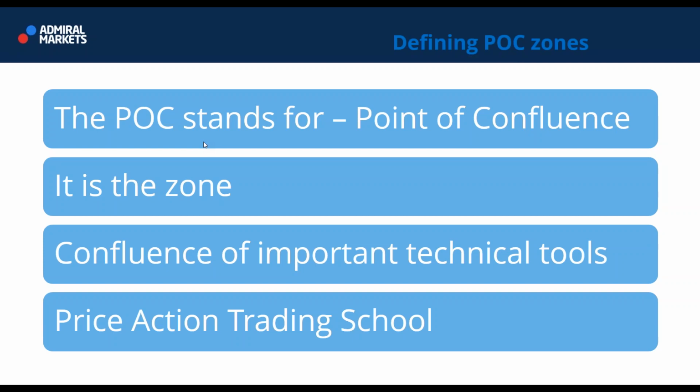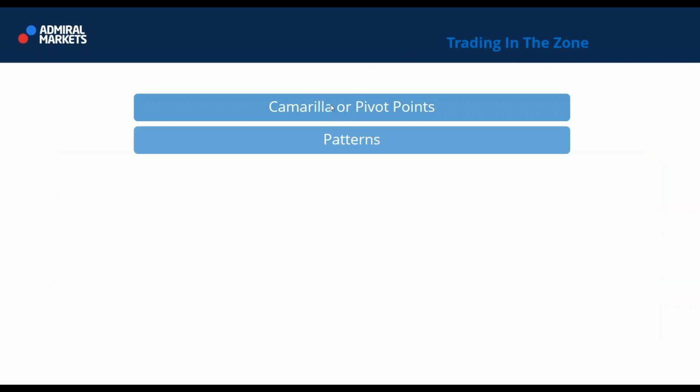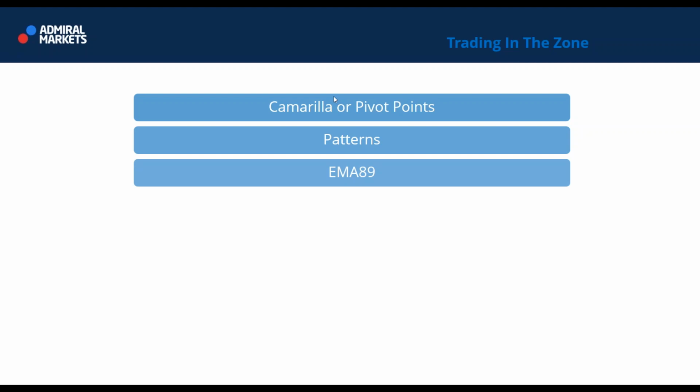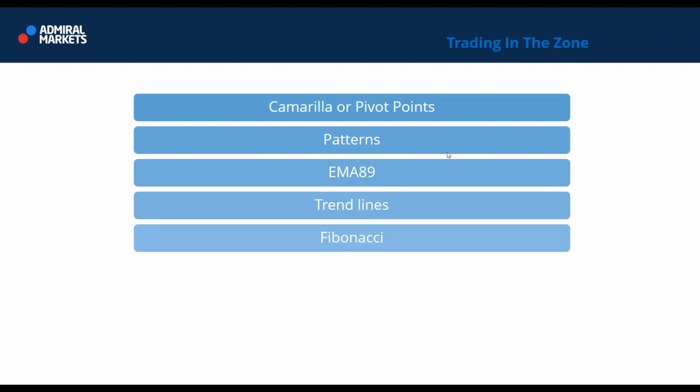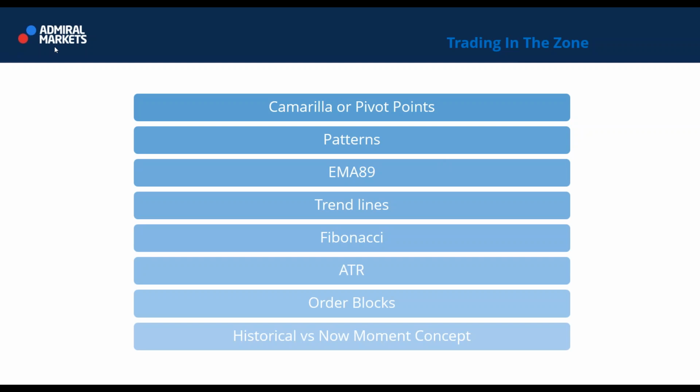And all of those important technical tools you can find on my price action trading school series that has been uploaded to the Admiral Markets YouTube. Now, it's very important to say that trading in the zone uses Camarilla or your preferred pivot points. It uses patterns, EMA 89, trend lines, Fibonacci tools, ATR, order blocks, and the historical versus now moment concept.